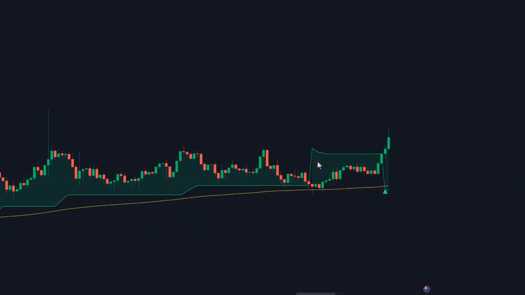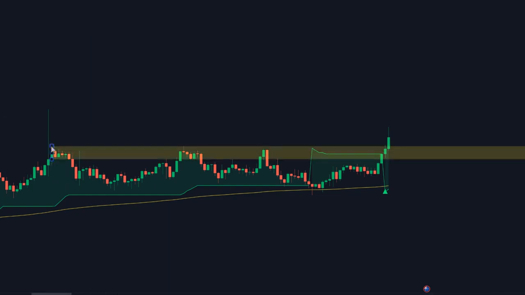Second, the volume Supertrend AI should be colored green to indicate that the market is in a short-term bullish trend. Third, a green arrow should be printed by the volume Supertrend AI to indicate a bullish trend continuation. Lastly, as an additional confirmation, we want to make sure that there is a resistance level present, and that resistance level should not be too far from the candle where the green arrow was printed.